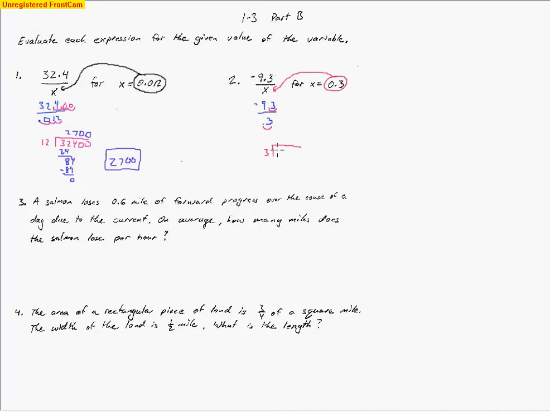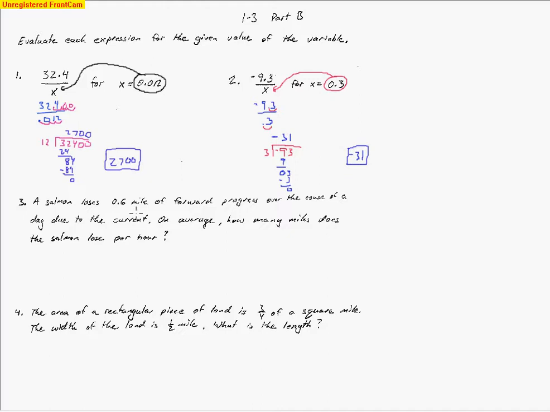3 into negative 93. Well, since we have one negative, our answer is going to be negative. So make sure you put that in the quotient and set up the division. 3 into 9 goes 3 times evenly. Bring down the 3, and 3 goes into 3 one time. And we get a remainder of 0, so we've got our answer, negative 31.